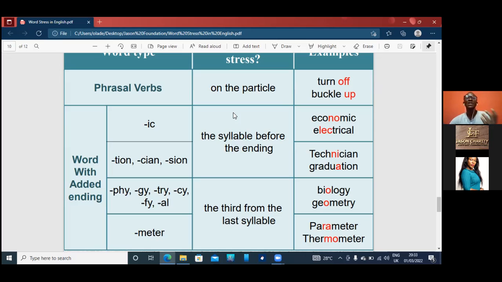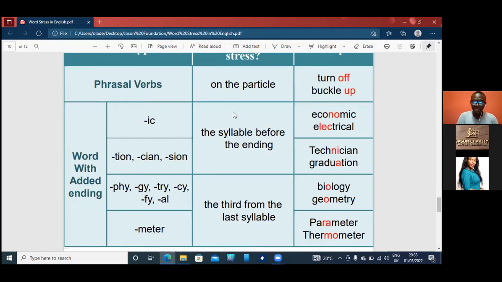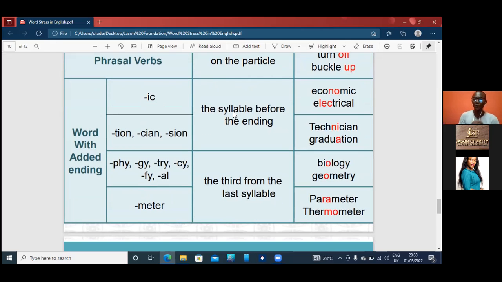All right. So when you have words that end in T-I-O-N, okay, words that end in T-I-A-N and S-I-O-N, you are going to have the stress on the penultimate what? Syllable, which means the syllable before the last one syllable. Okay. So then let's move on to some other rules.